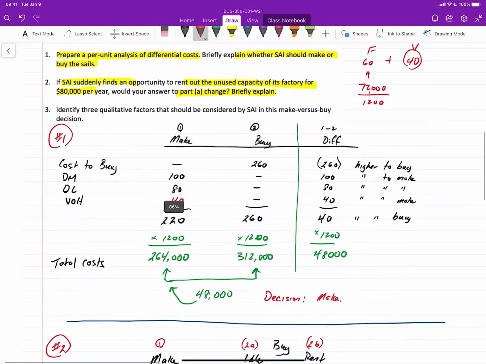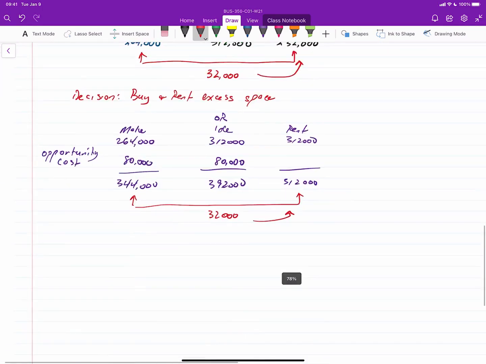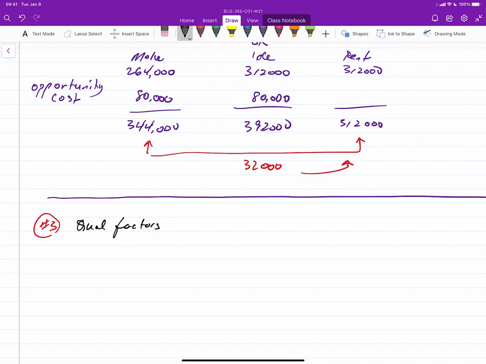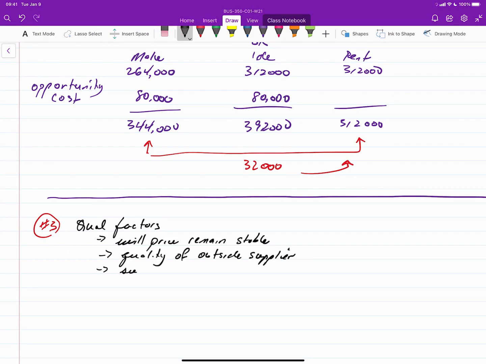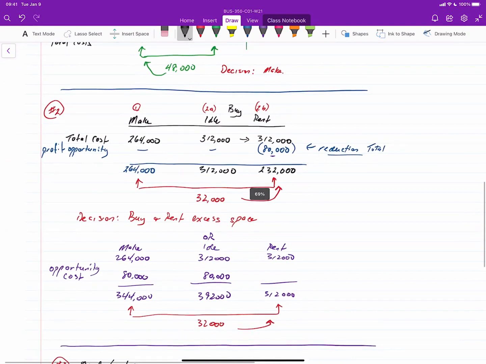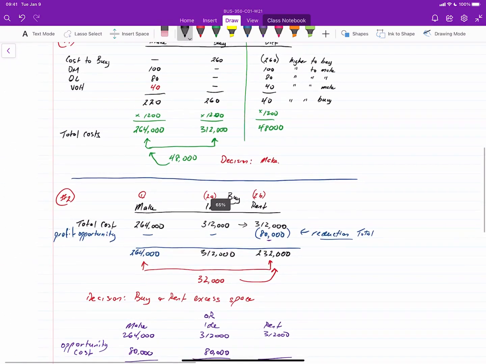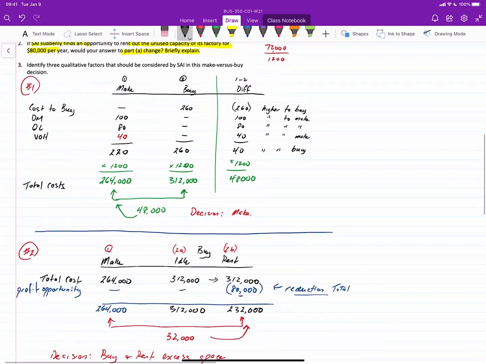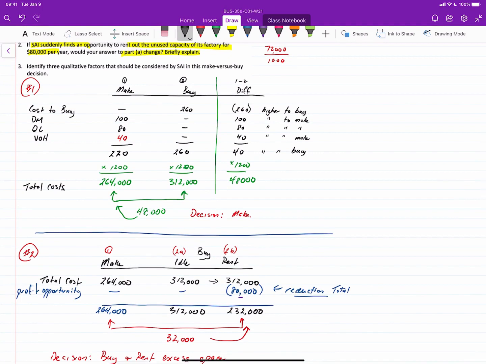The third part was asking about some qualitative factors to consider. These can include things like, will the price remain stable from the outside manufacturer, quality of the outside supplier, potential for supply disruptions, and any others you can think of that would be relevant and appropriate. So that's it. That is an illustration of a basic make or buy decision, and then a make or buy decision with a revenue and profit opportunity.